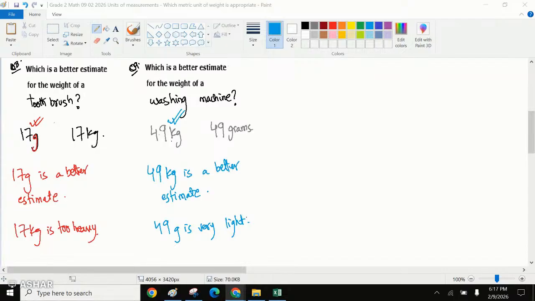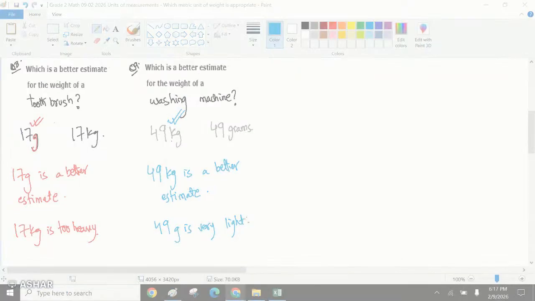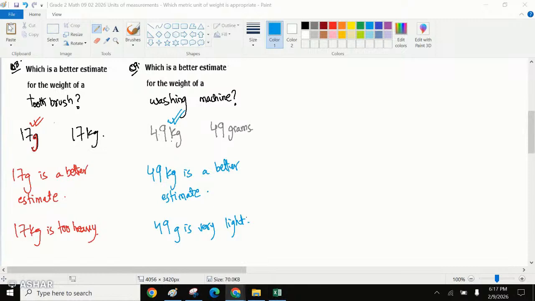Okay. Let's have a look at more examples. Okay, you do not know what the DVD player is. Okay, let's see what is a better estimate for a slice of bread. Just a moment, please. Okay, I'll explain you one question. It's a DVD player also. Do you know what is a DVD player?